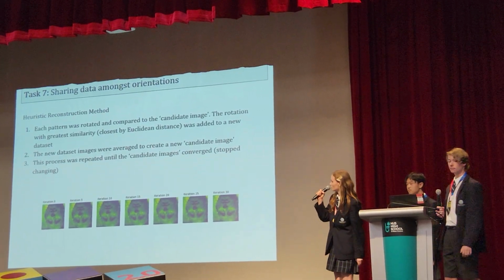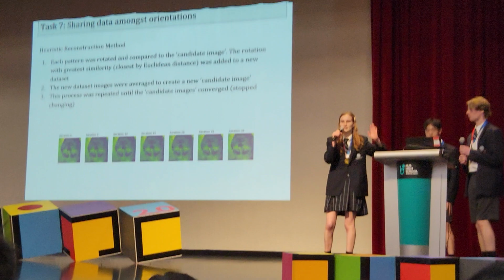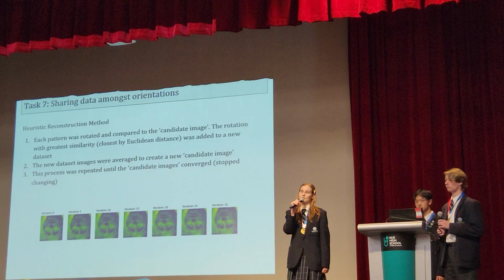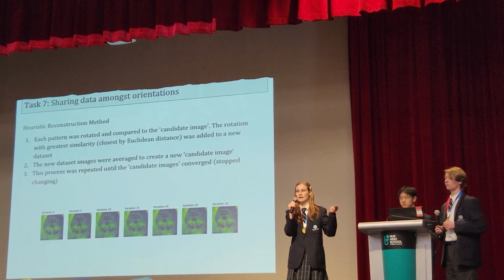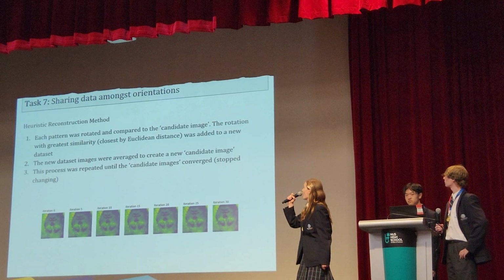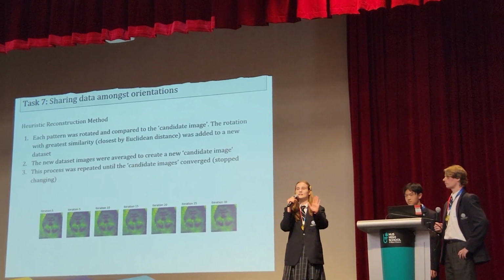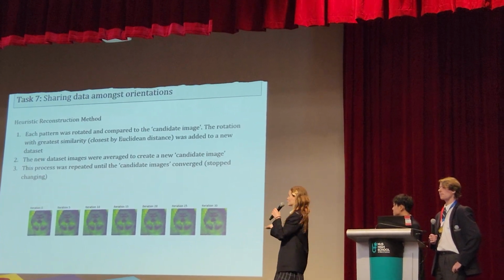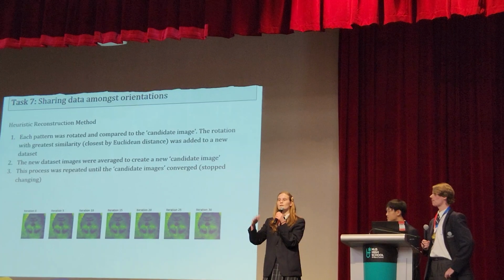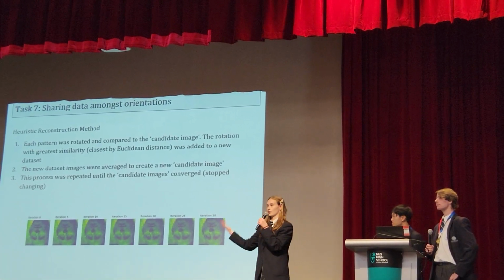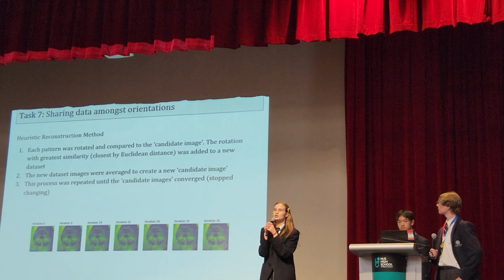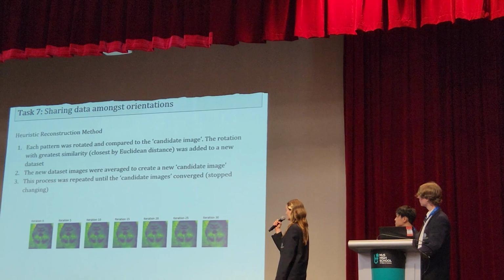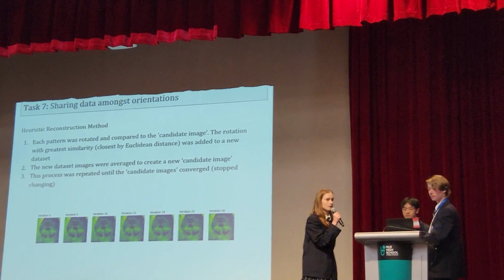And so what we did was we took the candidate image we got from PCA and k-means as a starting point, and we took every pattern in the data set and rotated it until it was most similar by Euclidean distance to the candidate image we created through PCA and k-means. We preserved the rotation with the greatest similarity and added it to a new data set. We did this for all the images in the data set and then averaged them to create a new candidate image. Then we repeated this exact same process over and over again until the candidate images converged. That is, the candidate image stopped changing after each iteration, and this took about 30 iterations in total.